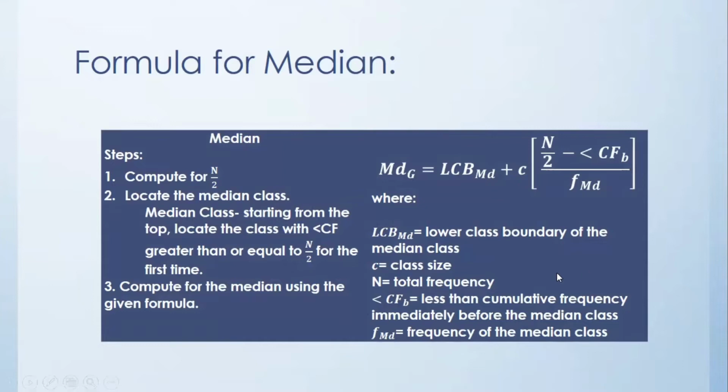So we have here the formula for median. MD sub G is equal to LCB sub MD, which is the lower class boundary of the median class, plus C, which is class size, and then multiplied to n over 2. So, yung n natin dito is yung total ng frequency minus less than CF sub B, or the less than cumulative frequency immediately before the median class, and then all over FMD, or the frequency of the median class. So, we'll explain this whole process on the next slide.